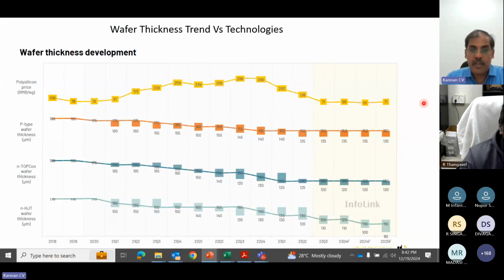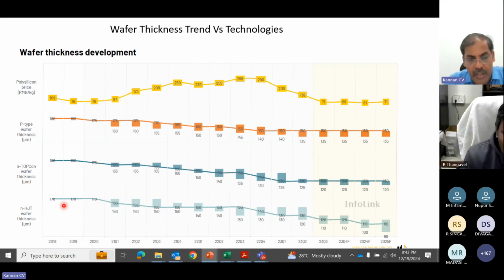So if you see, this is the wafer thickness with the different technologies. For P-type wafer, mono PERC, wherever you use P-type, the wafer thickness is right now 150-160 micron. It is expected not to go down much even after 2025-26, another 2-3 years; it will be in the 150 to 135 range. Whereas in n-type TOPCon, n-type based technology, the wafer thickness is already in the 125-130 micron range, and it is maintained the same.